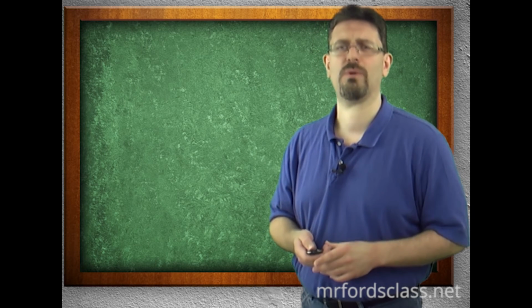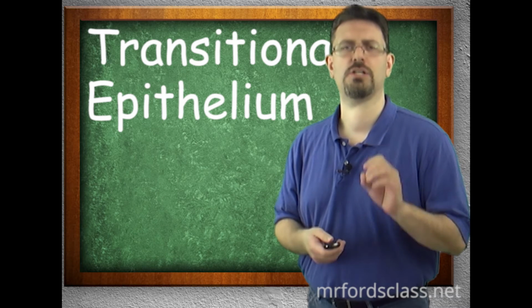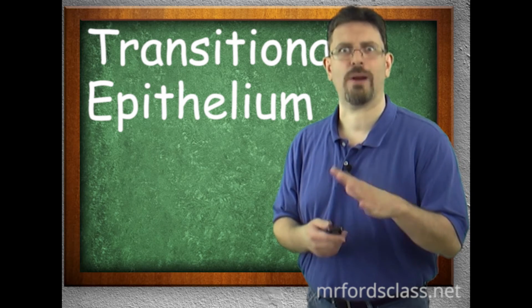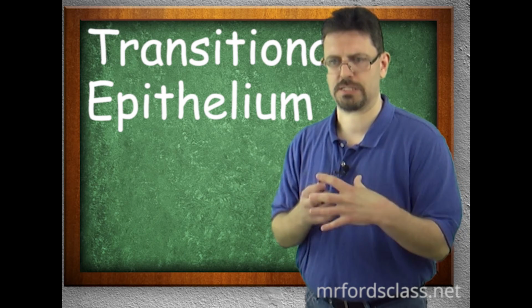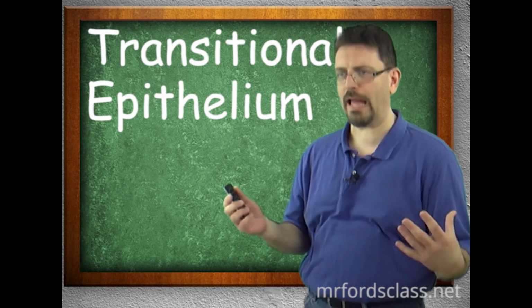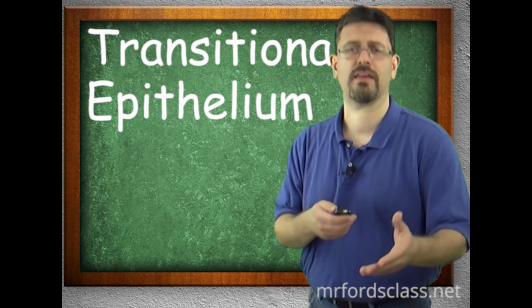And the last one that we need to be aware of is something called transitional. Transitional epithelial tissue is really cool because it stretches. It's like a really cool pair of pants on Thanksgiving Day. They will stretch for you. And you're gonna find transitional epithelial tissue in places like your bladder.